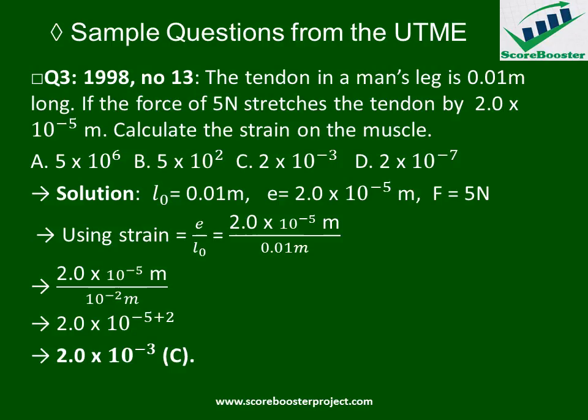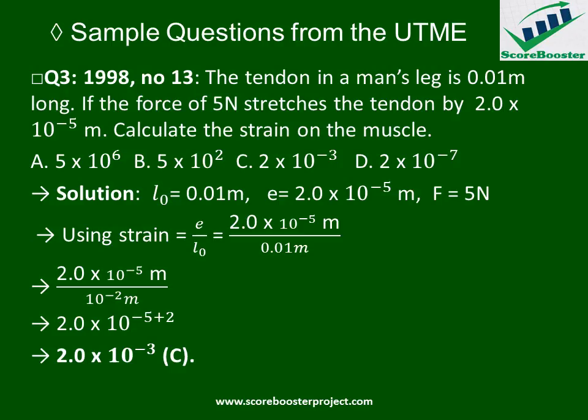Now into solution. From the question we are given the natural length L0 to be 0.01 meter, then you are given extension E to be 2.0 times 10⁻⁵ meter, then you are given force equals 5 Newton. Now we're to recall that the formula for calculating strain equals what? Extension over original length, that is E over L0. So in substituting for this, E is 2.0 times 10⁻⁵ meter, then divided by L0, which is 0.01 meter.